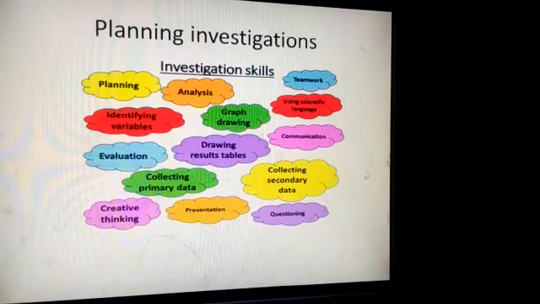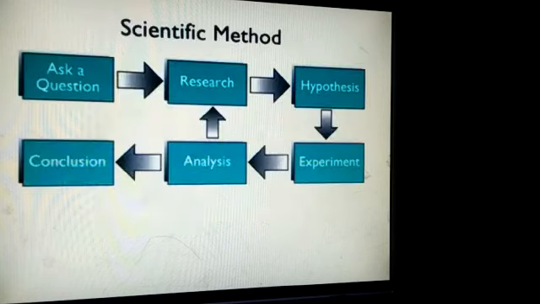Next is the stage when you plan your further investigation. Whatever you are doing, you're collecting data, you are evaluating, you are drawing tables, you're questioning, or you're thinking, you're analyzing, you're using teamwork, or you're communicating your data, you need to investigate your research. Either you are going in the right direction or the wrong direction.